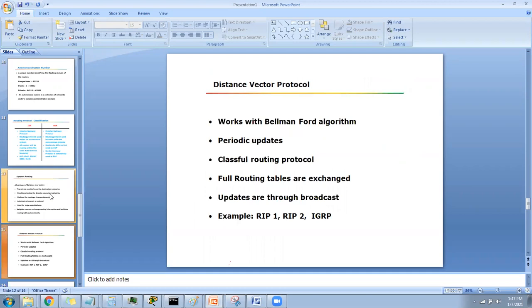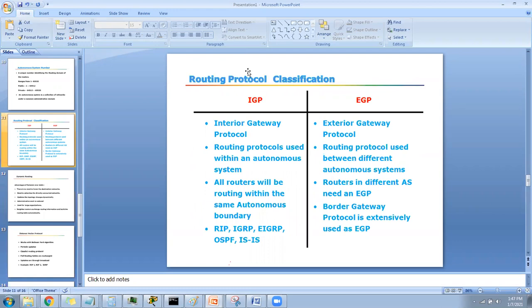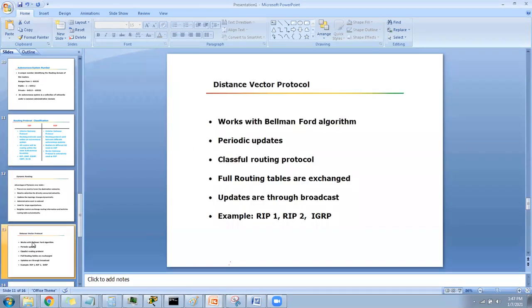Now dynamic routing is again classified. These are the two major categories in dynamic routing, IGP and EGP. IGP is again classified into three groups. The first group is distance vector protocol. A distance vector protocol works with the Bellman-Ford algorithm. So there is an algorithm called Bellman-Ford, and it is used in this protocol.